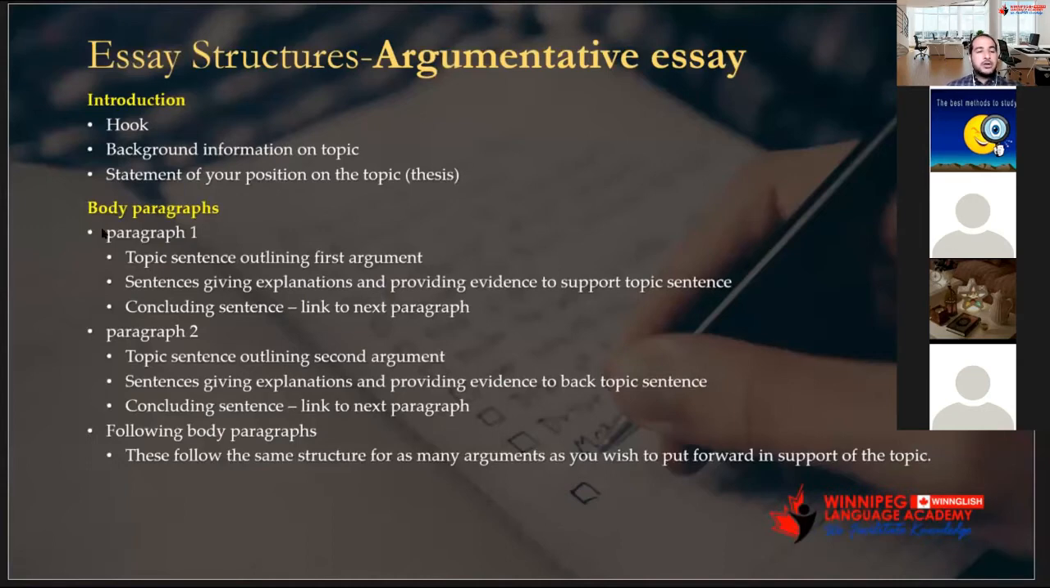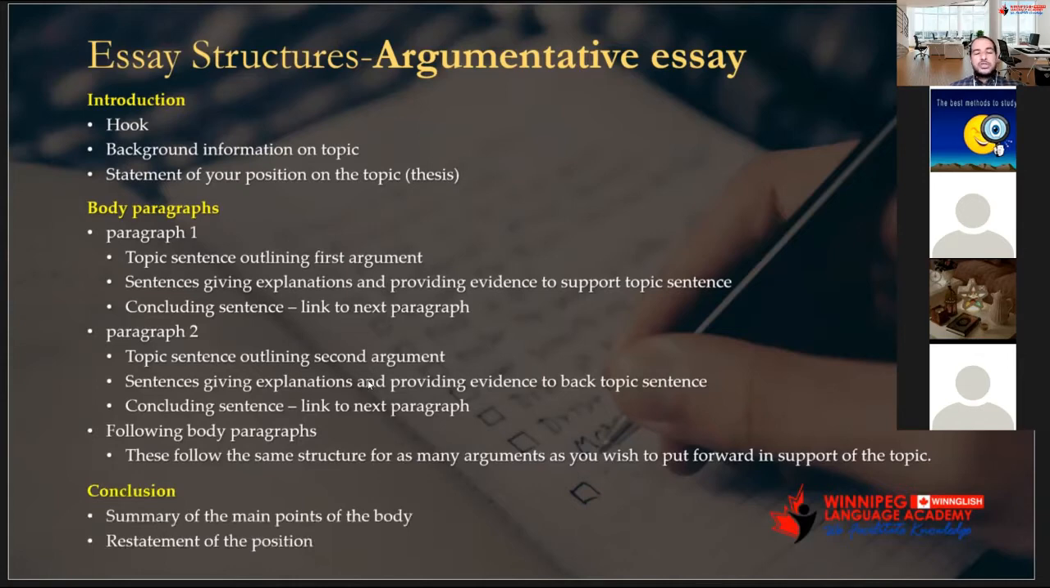In the first body paragraph, you write a topic sentence which outlines the first argument. Then you give an explanation and provide evidence to support this topic sentence. Then you go to the last point of your paragraph, which is the concluding or transitioning sentence, which links to the next paragraph. Then this happens again in the second body paragraph. If you have more than that, you can just follow the same structure. And again, it depends on who you're teaching or who you're submitting your work to.